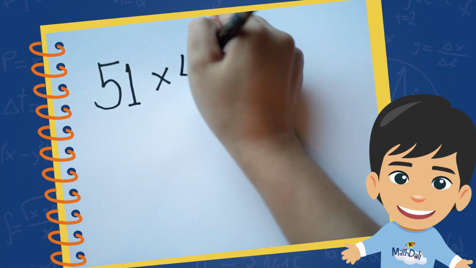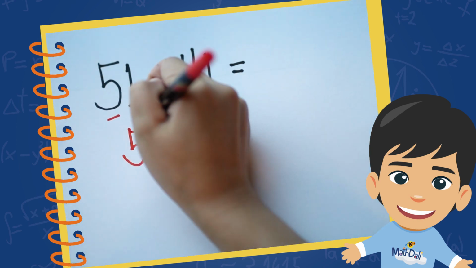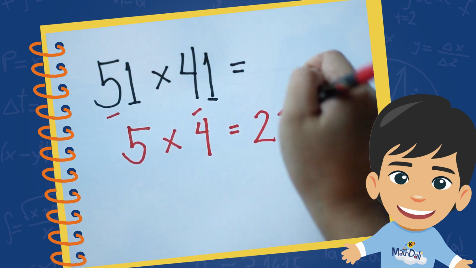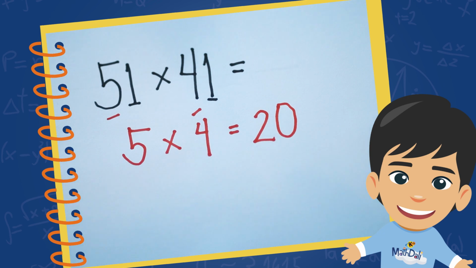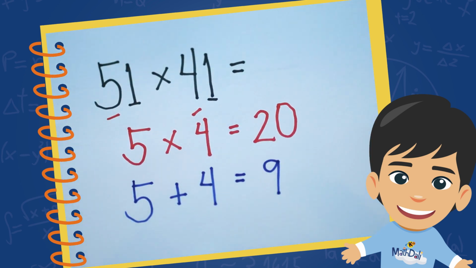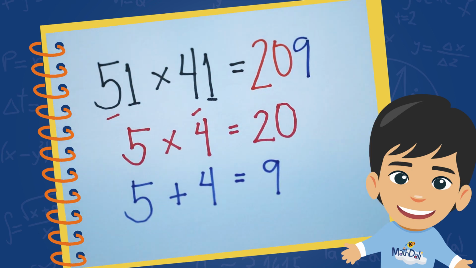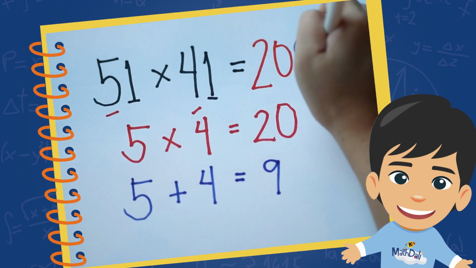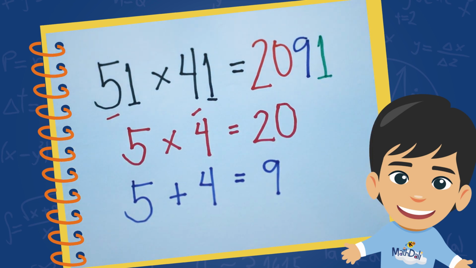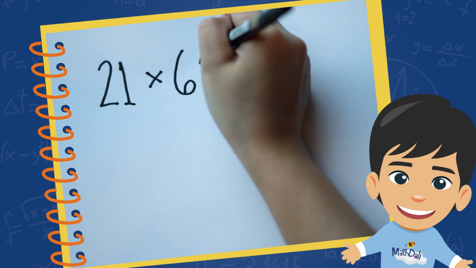Next equation. 51 times 41. Step 1. Multiply the tens digits. 5 times 4 is 20. Step 2. Add the tens digits. 5 plus 4 is 9. Step 3. Put 1 at the end. 51 times 41 is 2091.